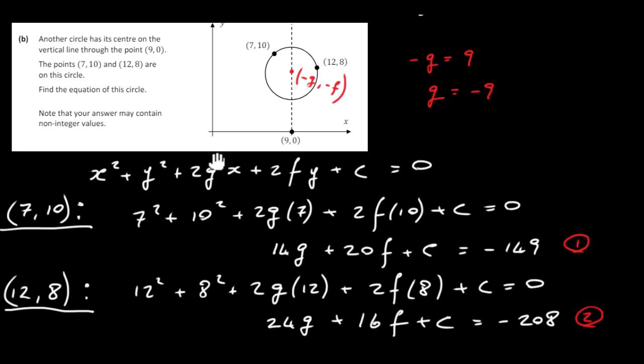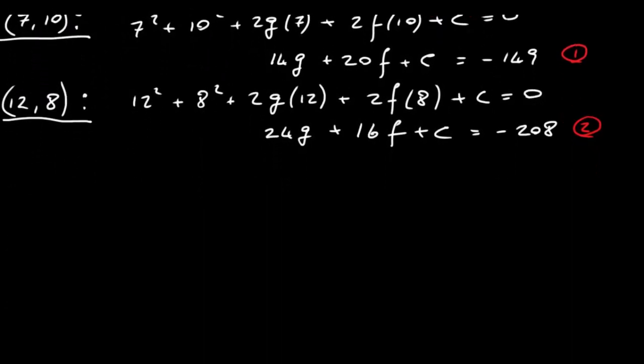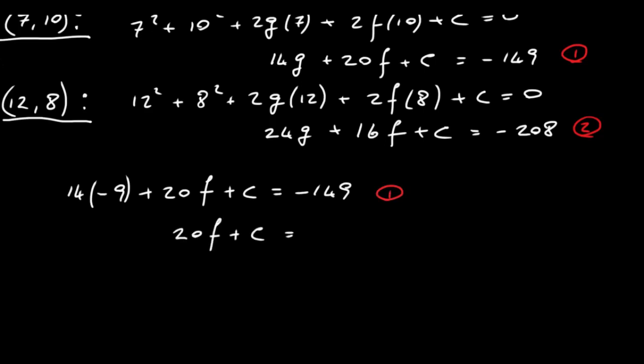Okay, so we have minus 9 is g, so I'm going to put that into both of these equations here. If I take equation 1, I'll have 14 times minus 9 plus 20f plus c is equal to minus 149. This again is equation 1. So let's just simplify that. I have 20f plus c is equal to, let's multiply these two, bring it over to the other side, and that will give us minus 23. This is equation 1.